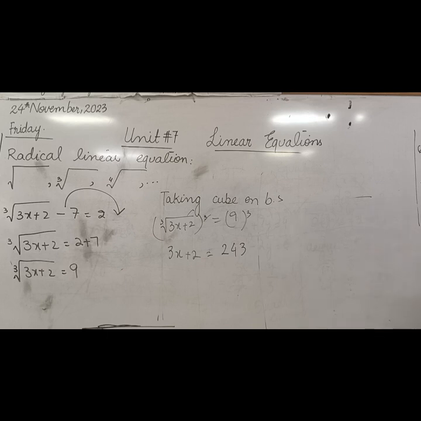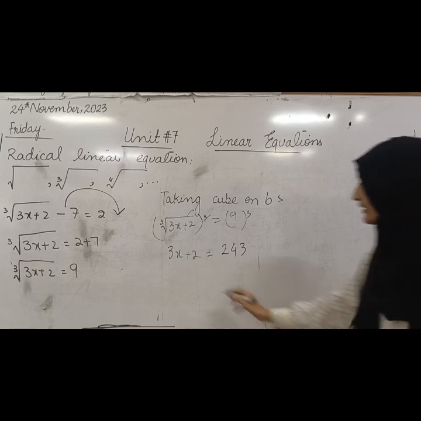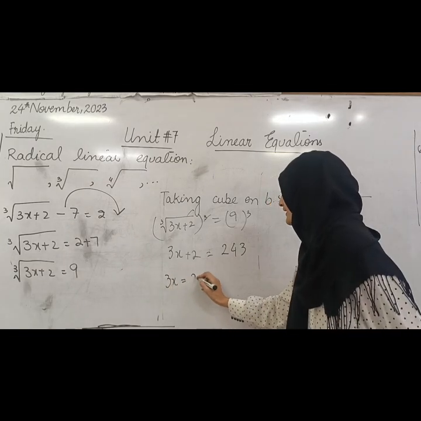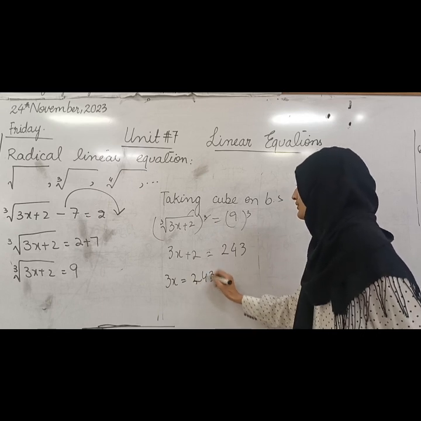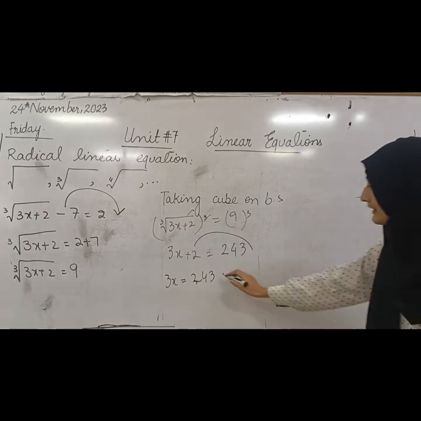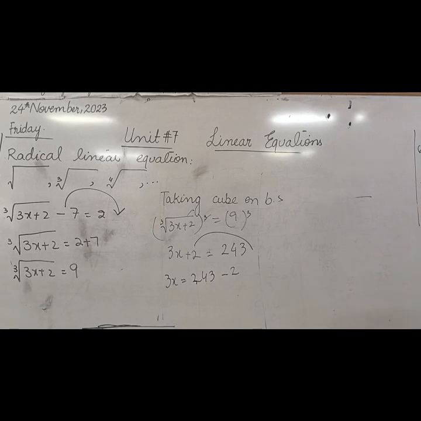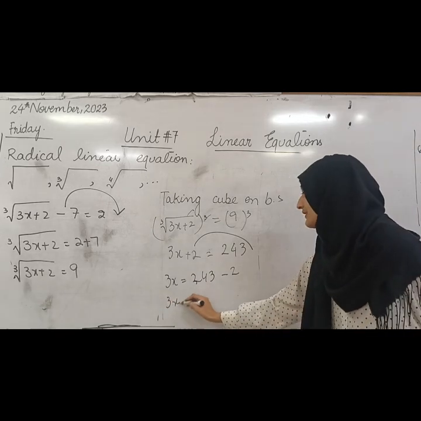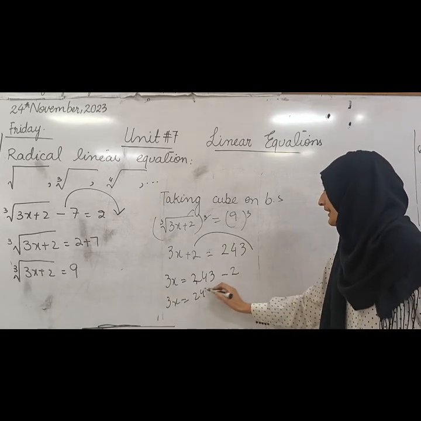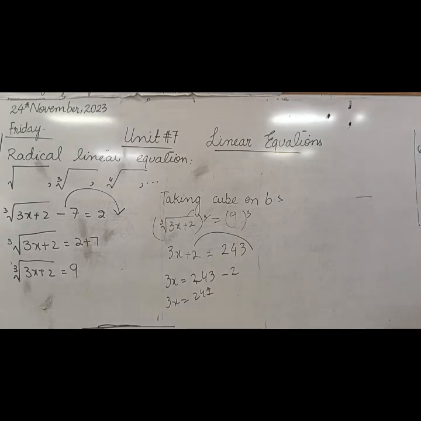Now this is a simple linear equation. So what will you do? You will collect the like terms. 3x will be on the left side and 2 will be shifted to the right side and it will become minus. 3x is equal to 243 minus 2, which is 241. What will be the next step? You will divide. x is equal to 241 over 3.